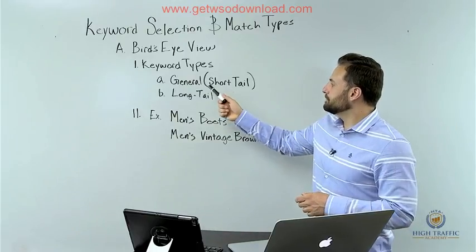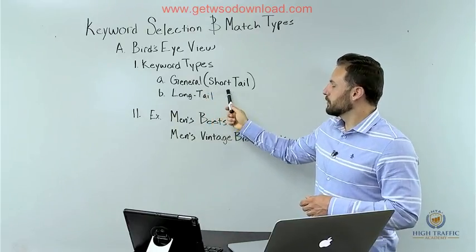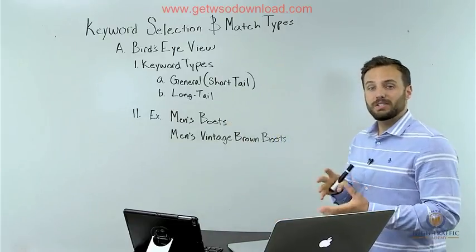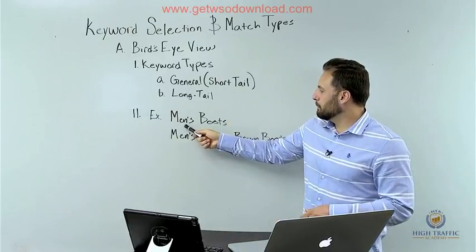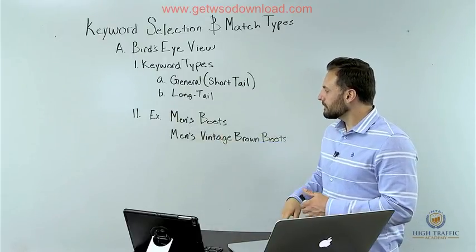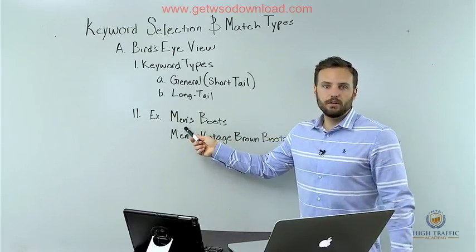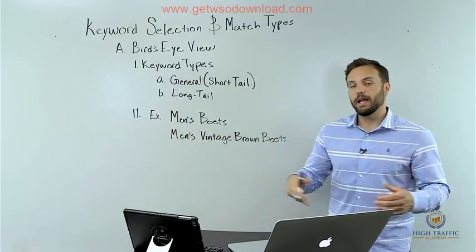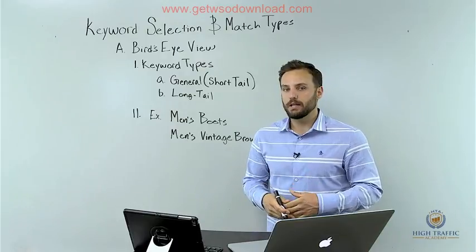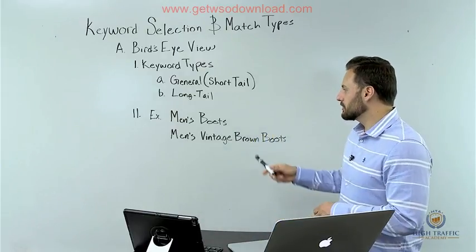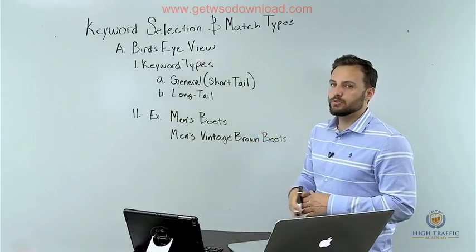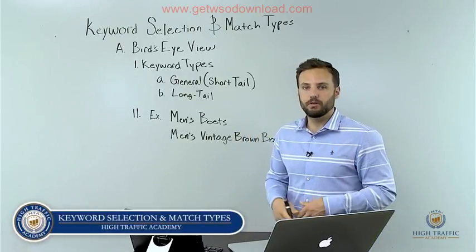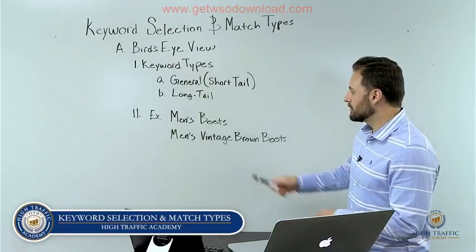The first one is going to be your general or short tail keywords. Short tail keywords would look something like this: men's boots. You see there, the user hasn't really refined their search query. They haven't given you enough information to tell you precisely what they're looking for. You would identify this user generally as someone whose first query in their line of research to find exactly what they're looking for. So this would be short tail.